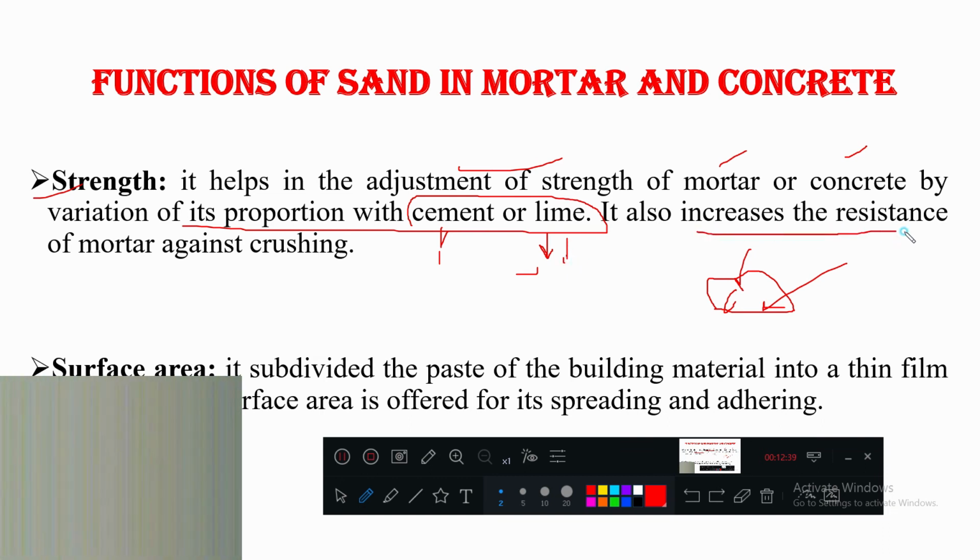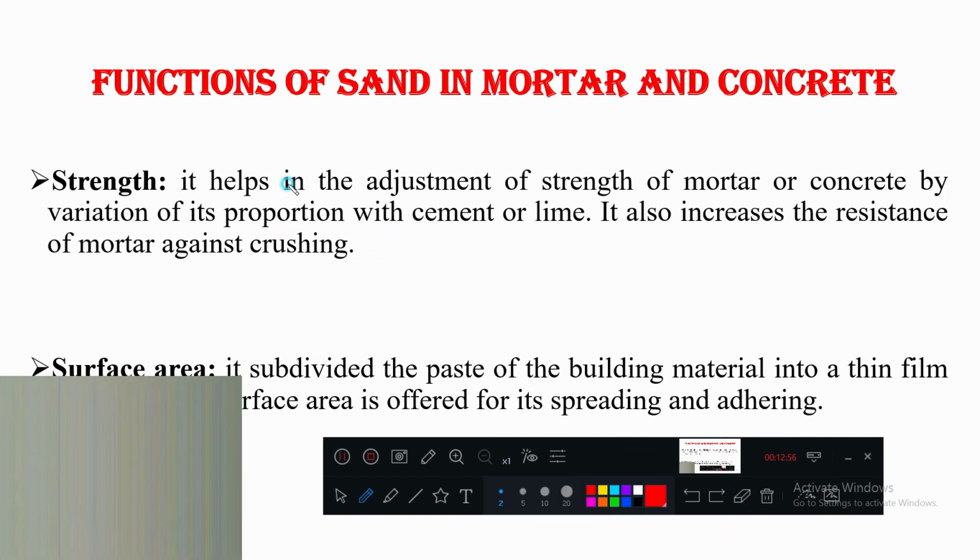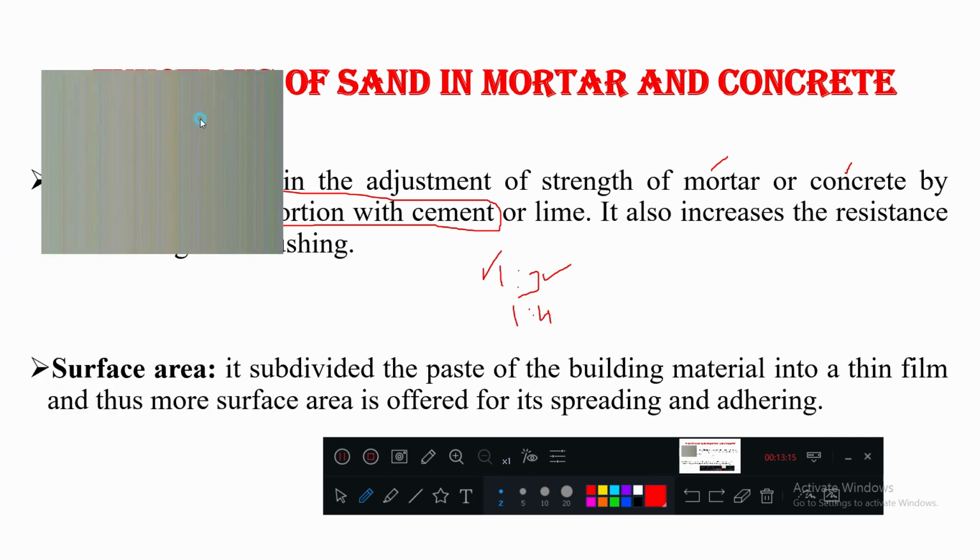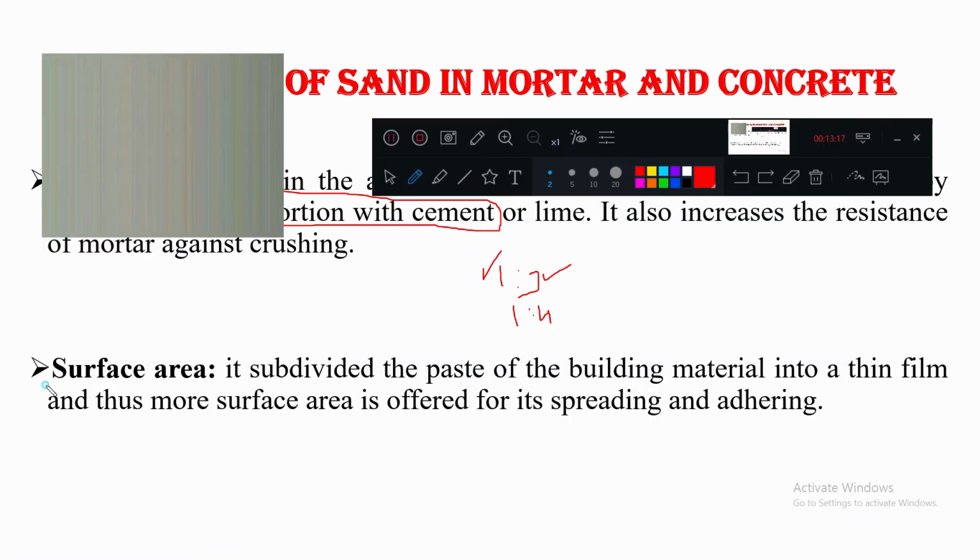It also increases the resistance of mortar against crushing, which means that in a wet state, if you apply a small load also, it is going to break or crush. So by adding some sand, obviously the strength is increased. Here the point you should understand is that sand provides strength to the mortar or concrete by varying its proportion, meaning 1 is to 3, 1 is to 4, like that. Here, 1 part of cement, 3 parts of sand. Like that. In the next one, it is providing more surface area.